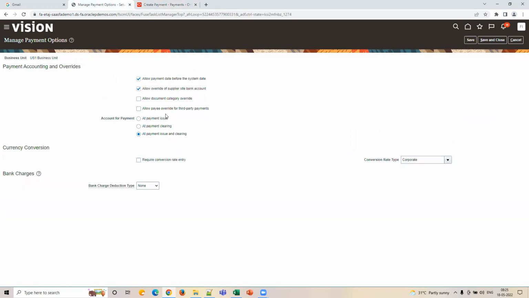Allow override or not. Allow payee override for third party. Same as in the invoice, what we are seeing. The payee override is allowed, that there is a remit to address. Here it is a payee override or not.